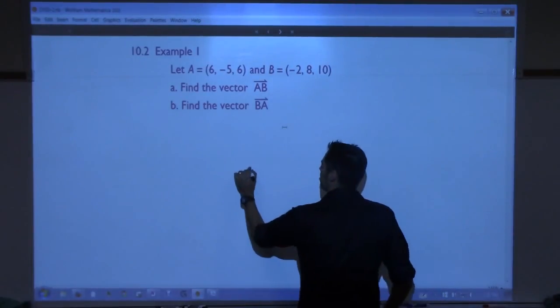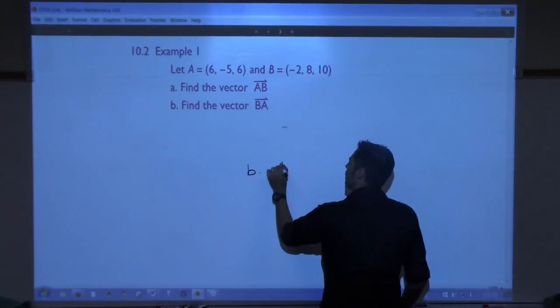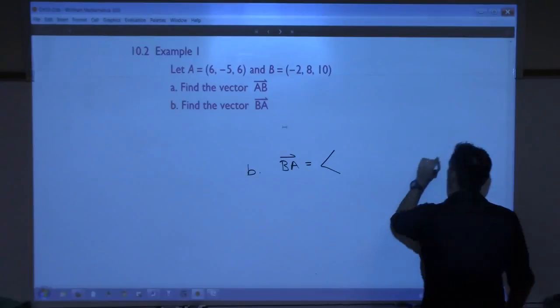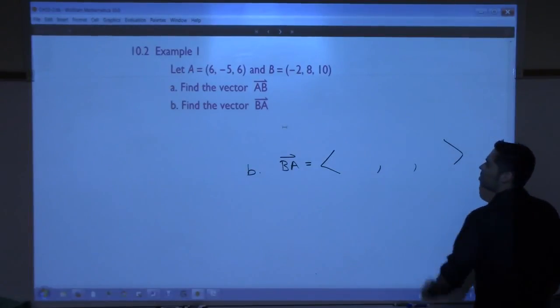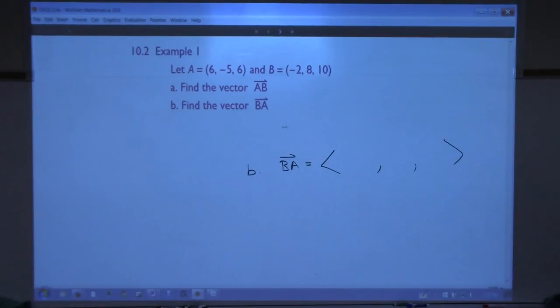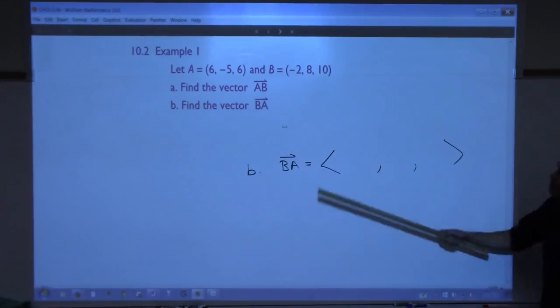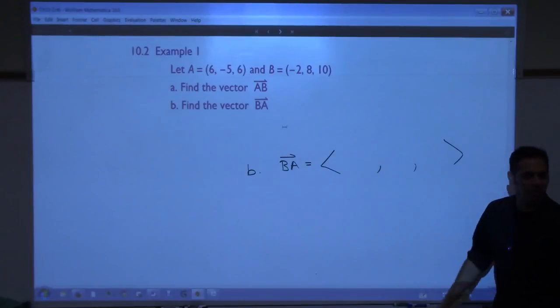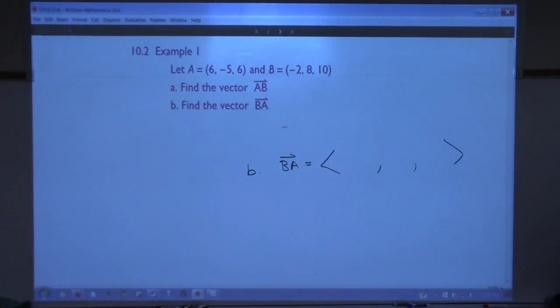Let's do part B. Find the vector from B to A. So it's going to be a vector, so I'm going to use angle brackets. I'm going to have the three pieces in here. Now when you do this on your own, I hope that you'll know that you need to take one of these and subtract the other, but it's a matter of which order it is. That's the part that people usually mess up.